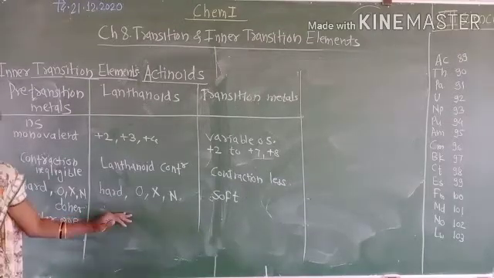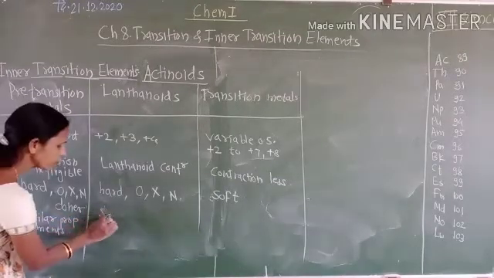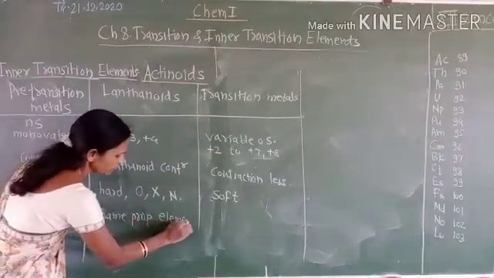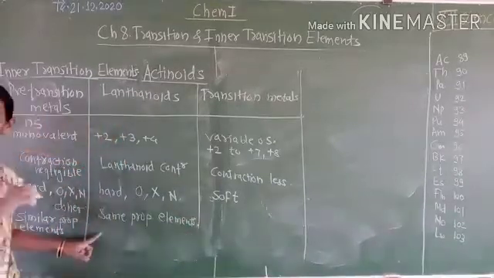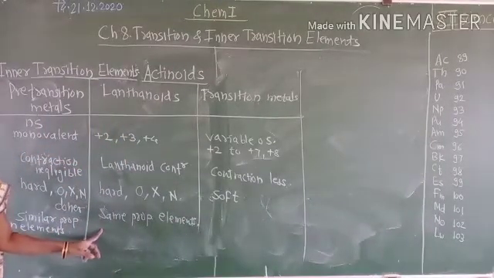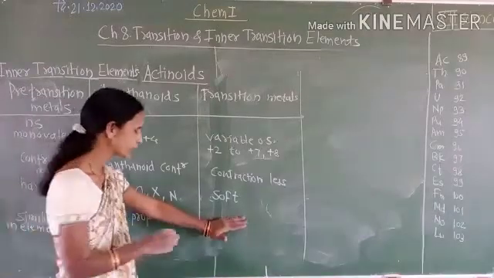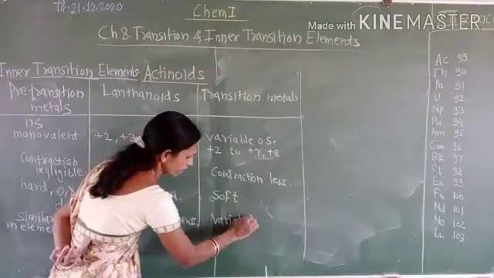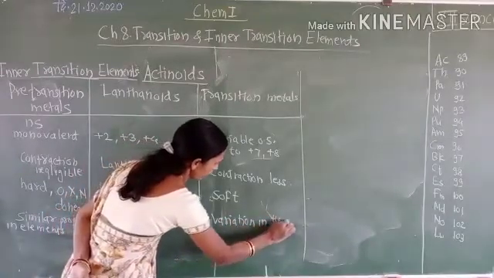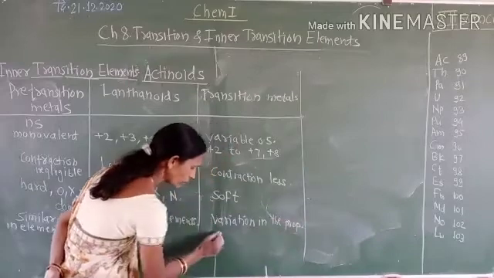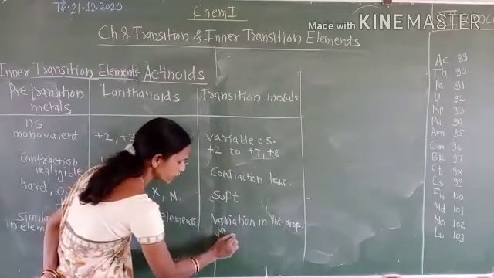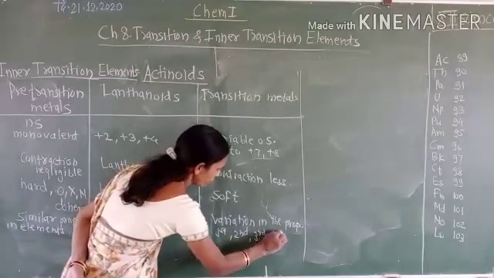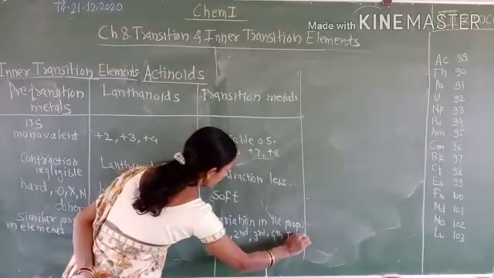Here lanthanoids also show similar properties. The same properties are observed in elements of the same series, that is the lanthanoid series, but in transition elements there is variation in the properties of the first, second, third and fourth transition series elements.